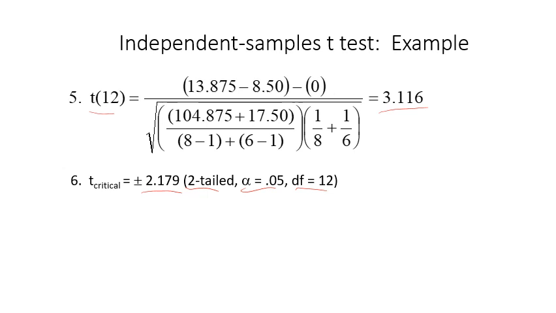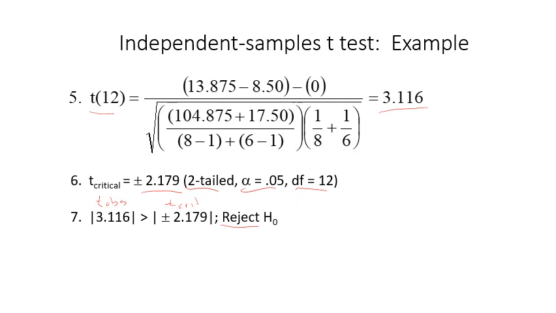Now we need step 7. So step 6 is get the t critical. Step 7 is make the comparison. The absolute value of our t observed is greater than the absolute value of our t critical. Therefore, we reject H0.